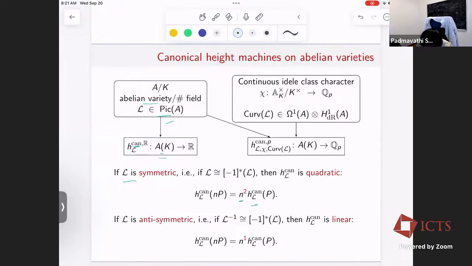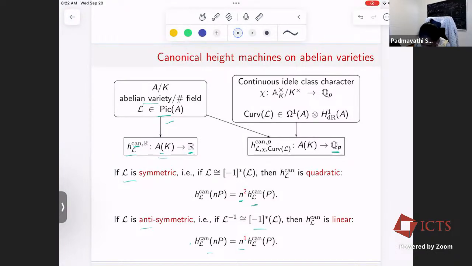And for an anti-symmetric bundle, where the pullback by -1 is isomorphic to the inverse, you want the associated height function to be linear. So this is what makes the canonical height canonical. It's how it interacts with the group law on the curve. So a canonical p-adic height is essentially the same thing. Instead of a real valued function, now you have a Q_p valued function.